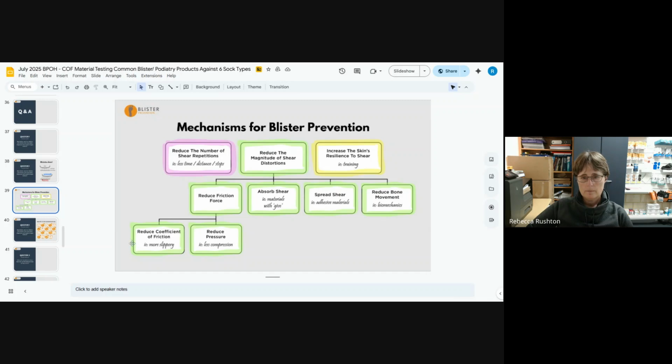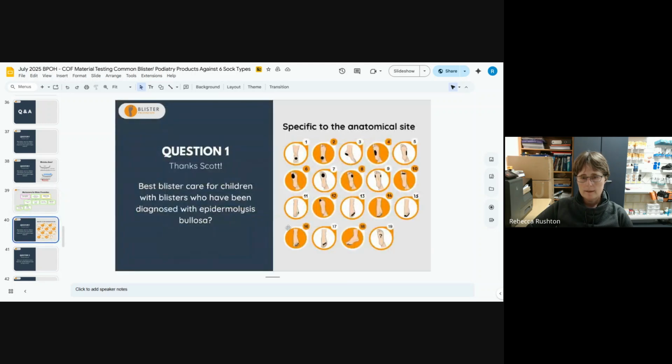So yeah, if that's a bit of a head spin to you and you don't really know where to start, with every blister that I see, I'm thinking about where is it on the foot and what is relevant here in terms of pressure from the bones, bone movement, what I can implement in terms of coefficient of friction relief, and spreading and absorbing shear, what materials I can add purposefully to reduce the magnitude of those shear deformations.